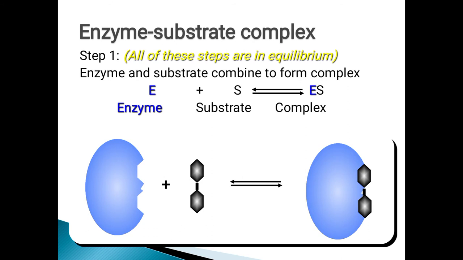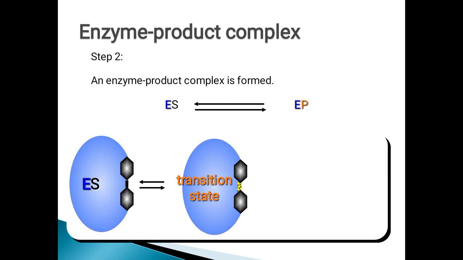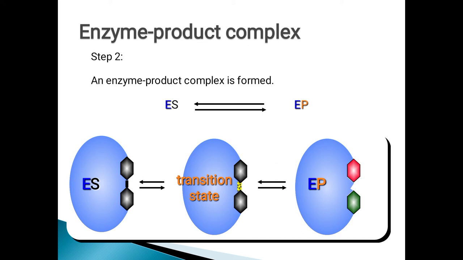Then the enzyme product complex. In step 2, the enzyme product complex is formed. ES is converted into EP irreversibly. As seen in this slide, the enzyme substrate complexes react and convert into the transition state, which means the two substrates are binding to each other. The transition state is separated, and the substrate is converted into product. This is shown in this slide.